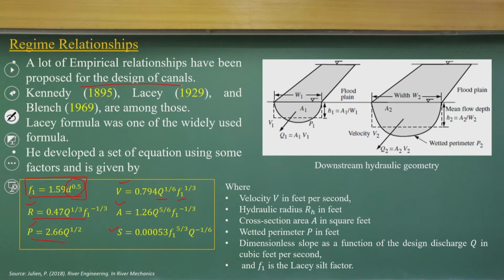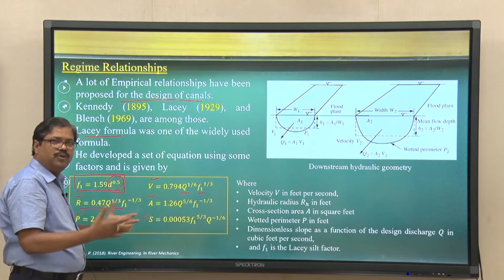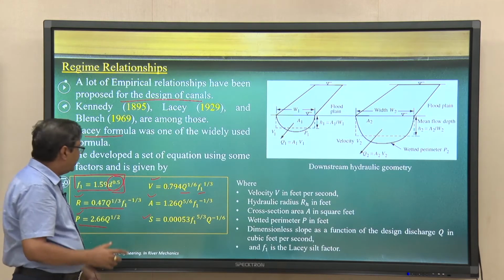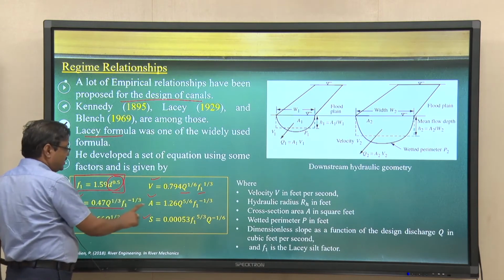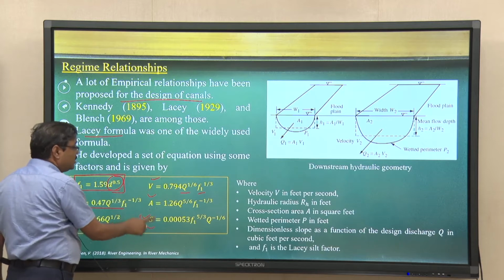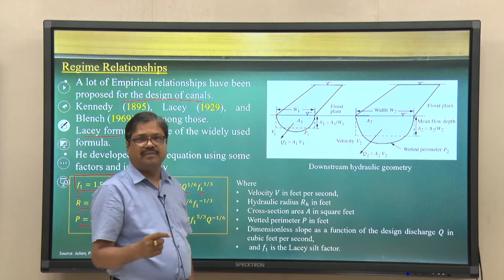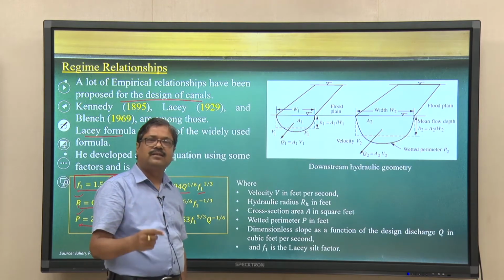So, if you look at this Lacey's formula, which is widely used, it still has a strength like many equations. It represents the lumped response of an equilibrium reach of the river, or the regime reach of the rivers, where the dependent variables like the velocity, hydraulic radius, area, perimeter and the slope are functions of Q and F1. Q is discharge, F1 is the silt factor.